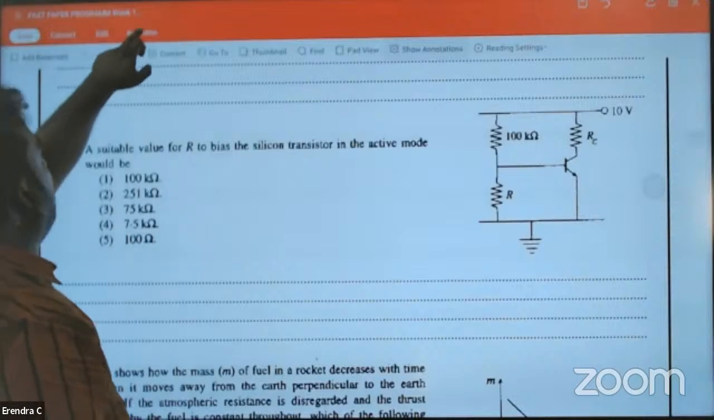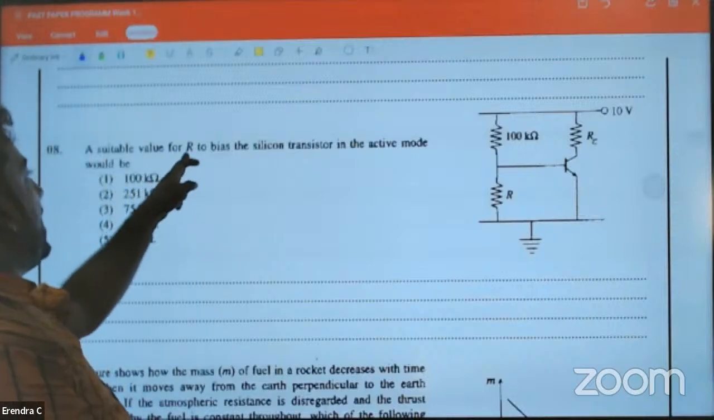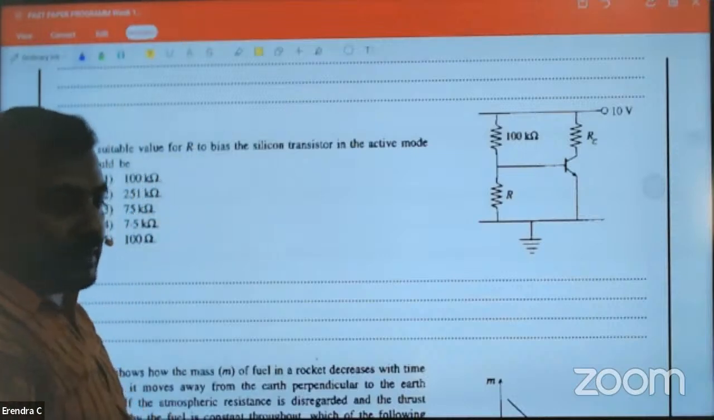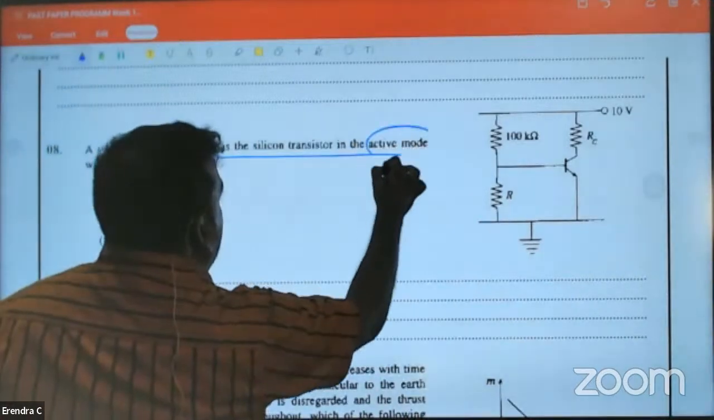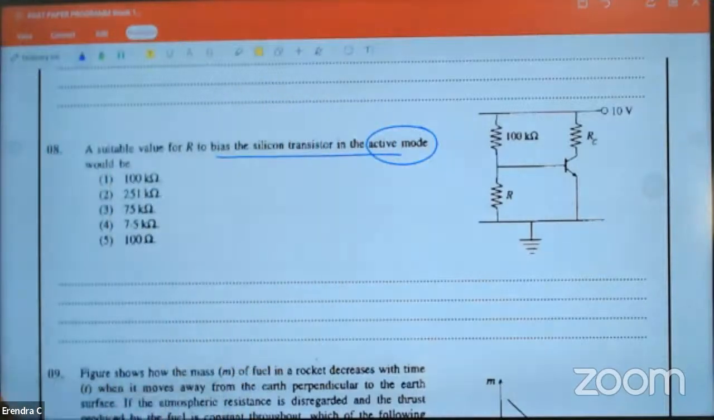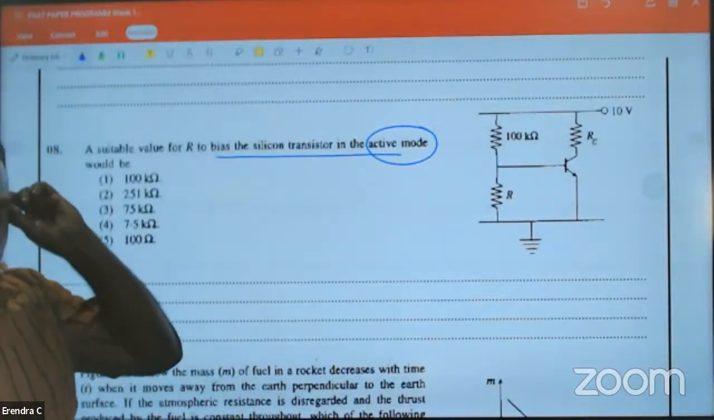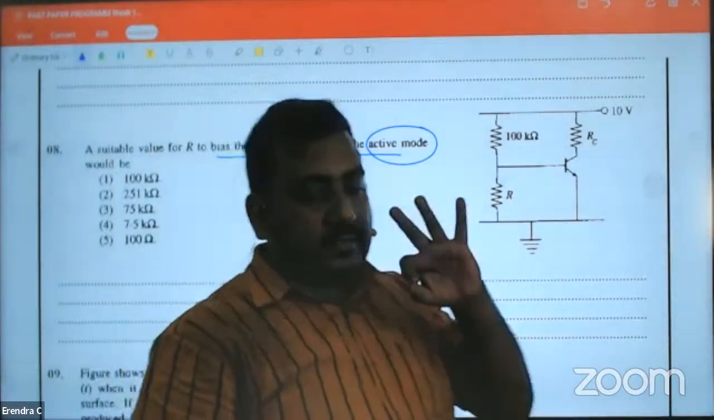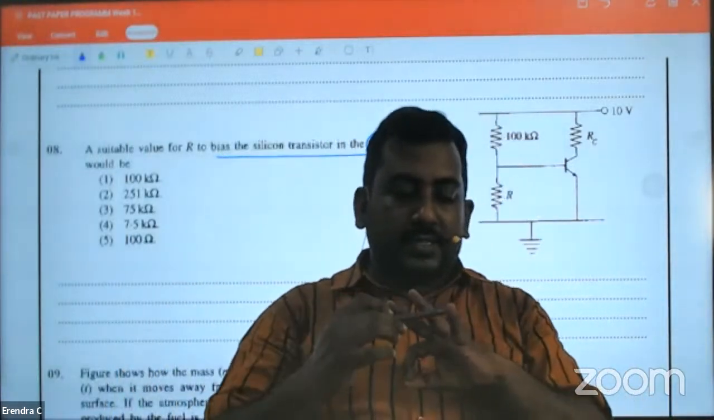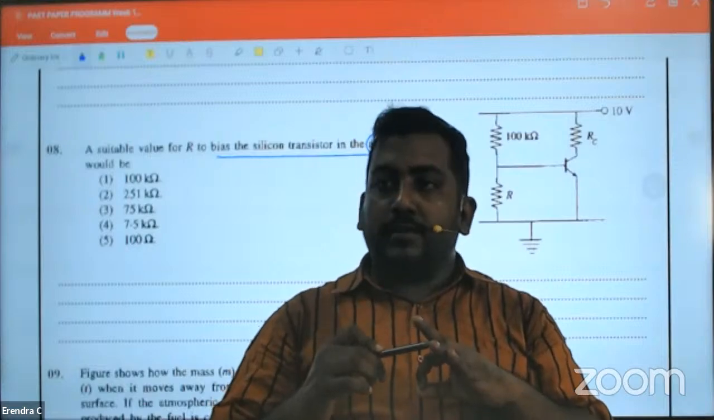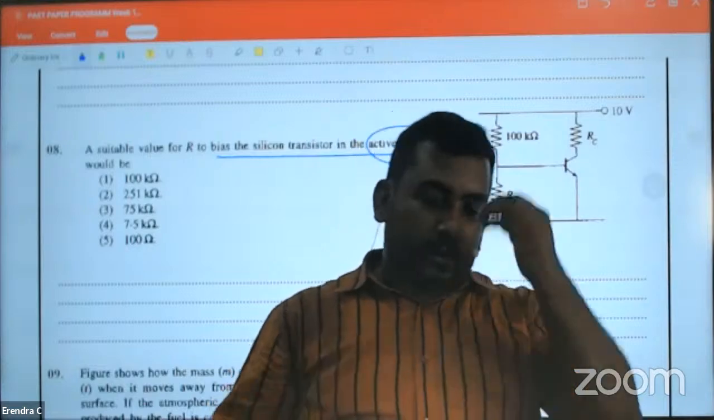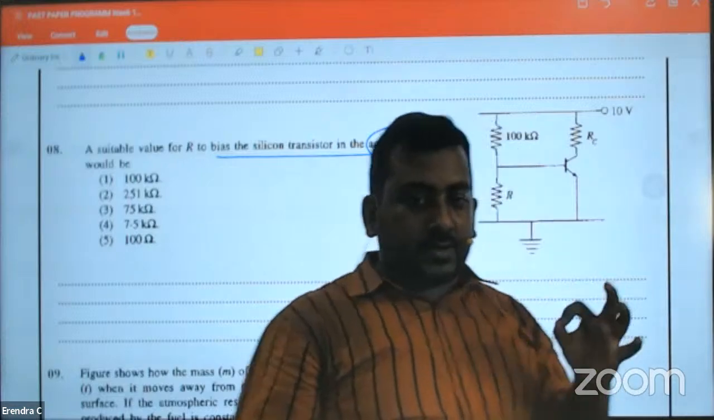A suitable value for R to bias a silicon transistor in the active mode. Now in transistors, there are 3 modes: saturation mode, active mode, cutoff mode. Okay. Saturation, active, cutoff.